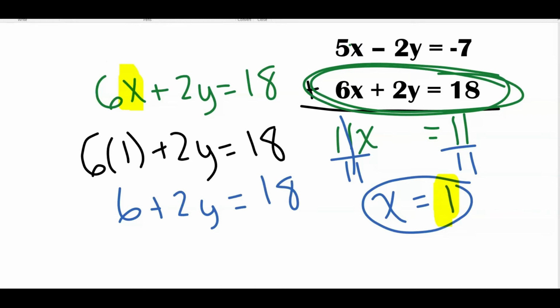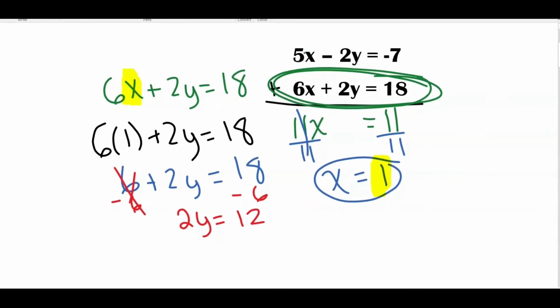So now I'm just going to solve this equation, subtract the 6. Order of operations is in reverse when we solve an equation. So I'm going to subtract the 6, and that leaves me with 2y equals 12. Okay, and then to continue solving, I would just divide by 2 on both sides of this equation here. So I'm going to divide by 2 here, divide by 2 here, so y equals 6. Okay, so that's the y value.